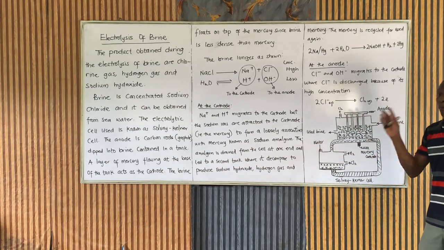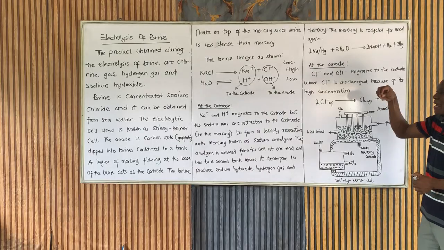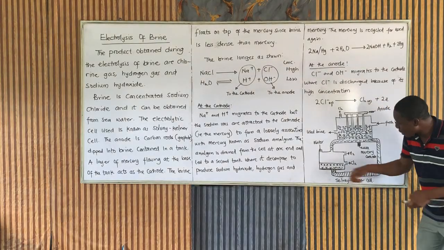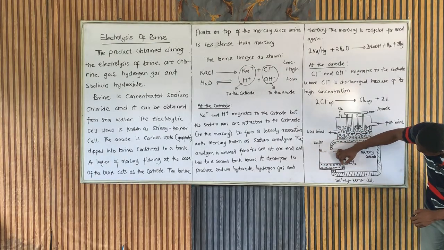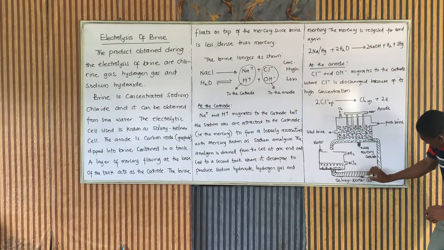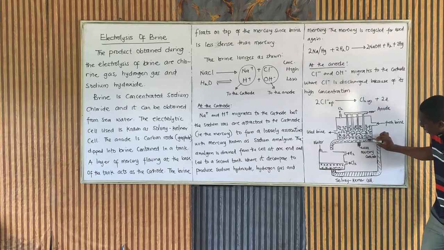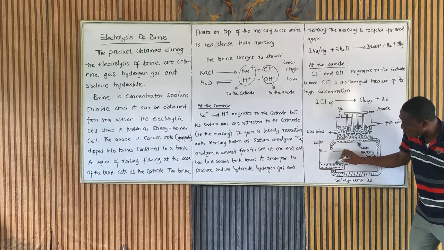This is common to group 1 elements. So sodium does the same thing as it's expected to do. And the mercury then stays at the bottom again, and that's what you are noticing here. The mercury now comes here and stays at the bottom, and then it's reused again. When the mercury is used again, it picks up another sodium, comes here and forms sodium amalgam, and then enters into the water and separates.